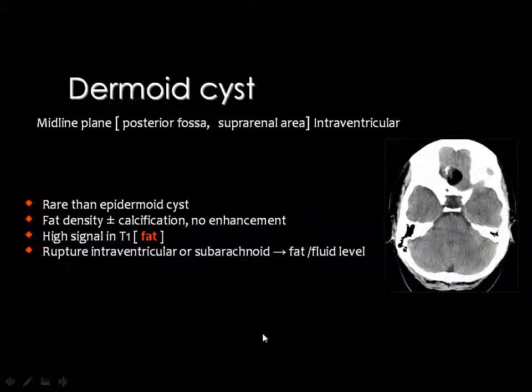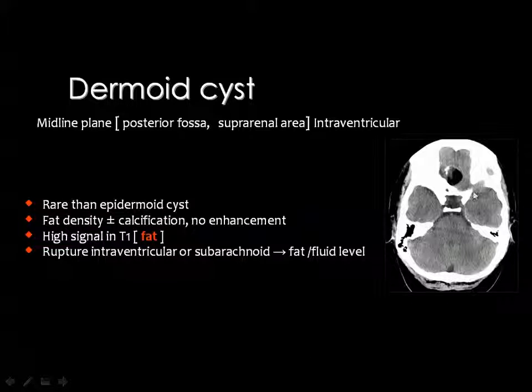And the dermoid cyst, its typical location is in the midline, either in the posterior fossa or supratentorial area, and also it can occur intraventricular. This is a relatively rare cyst compared to the epidermoid, and for the diagnosis of dermoid cyst, we should have the fat density and the calcification. Fat is essential for the diagnosis of dermoid cyst.